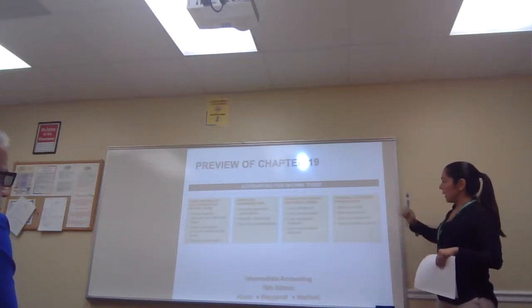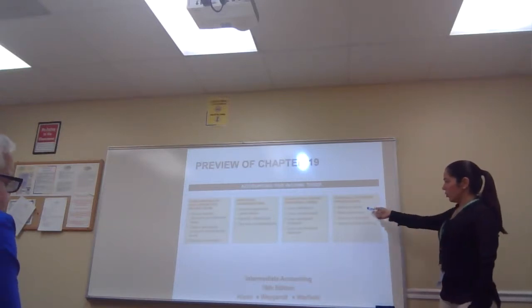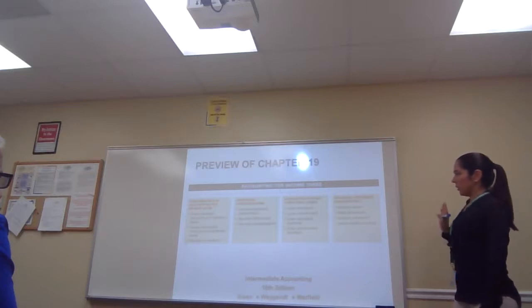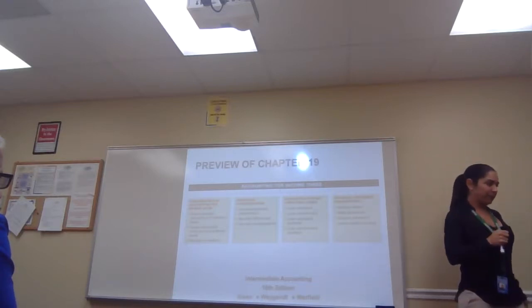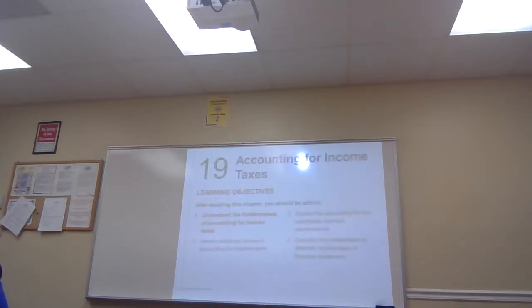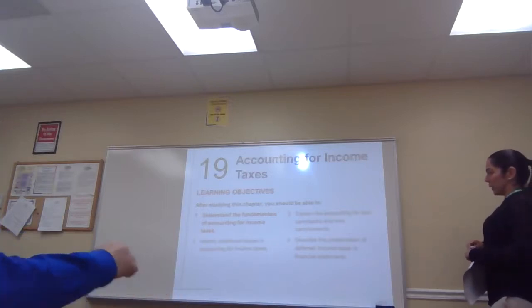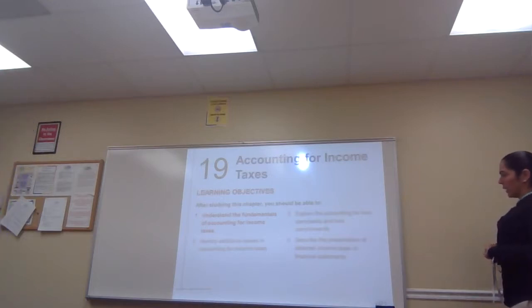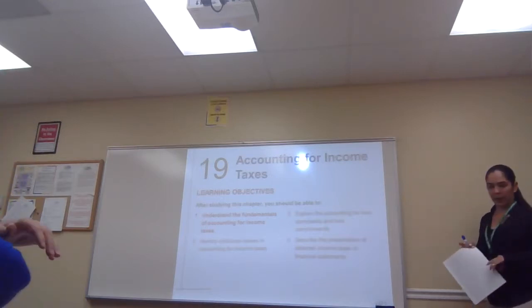And then finally, financial statement presentation. We'll show you how to report on your balance sheet, what note disclosures are required, the income statement, and then the asset and liability method. So this is what we will discuss today. As in every chapter, we have learning objectives. These are the 4 learning objectives today: understanding the fundamentals of accounting for income taxes, identifying additional issues in accounting for income taxes, explaining the accounting for loss carryback and carry forwards, and the presentation of deferred income tax in your financial statements.